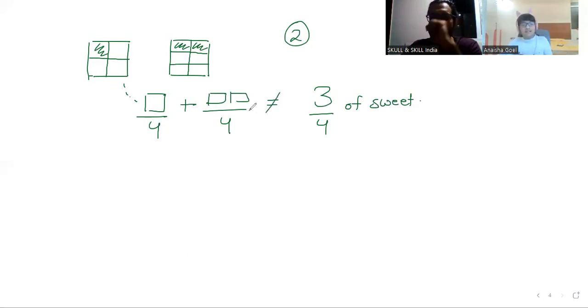Because the first sweet is being divided into just 4 parts, meaning each part has a bigger amount of space. So you are saying that this space is bigger than each part of this. Yes. Please continue. 1 by 4 is bigger than 1 by 6.